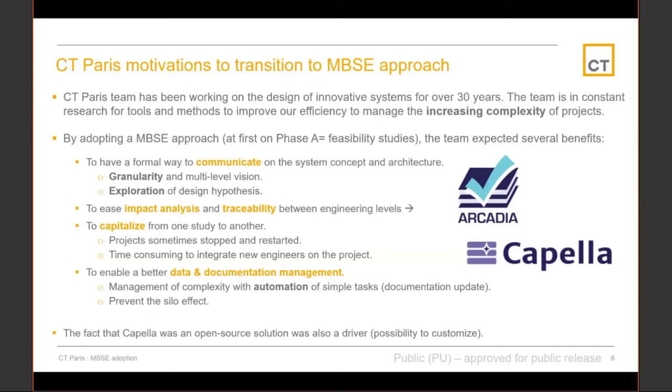The fact that it was also an open tool solution was a driver because we hope to be able to customize the tool and to couple Capella with our own software. It's a bit necessary. Last but not least, we have some clients and some partners that have also tested it. So that was an argument, maybe not the best one, but that was an argument.